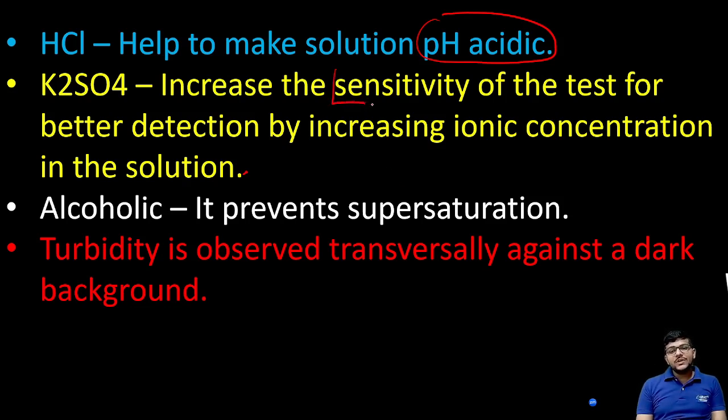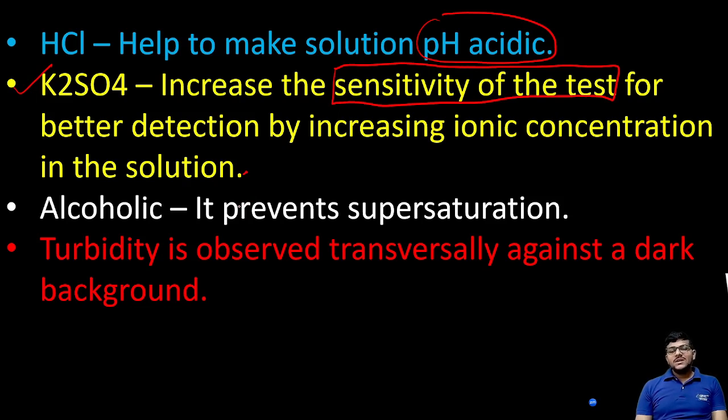So in the exam the question is like this: which among the following will increase the sensitivity of the limit test of sulphate? The options are HCl, alcohol, BaCl2 and K2SO4. So you have to tick the option K2SO4, as it increases the sensitivity of our limit test of sulphate. Coming to the next point, what does alcohol do in these reactions?